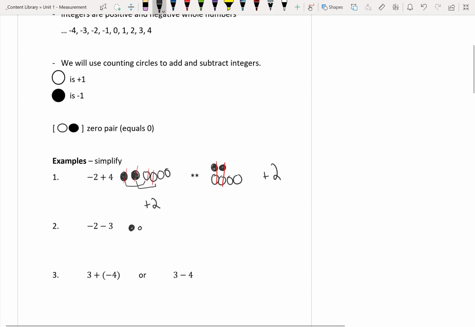-2 minus 3, so another negative, so 3 of them. And if we look to make zero pairs, we can't make any, so that's fine. We now just count up what's left over. So 1, 2, 3, 4, 5. 5 filled in circles, so we have -5.